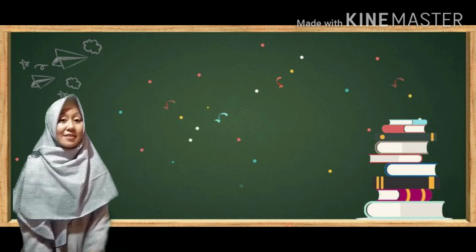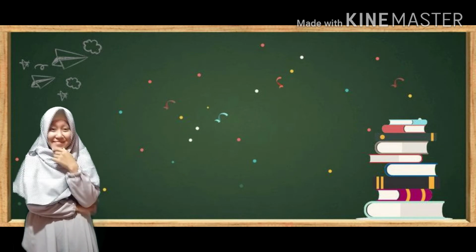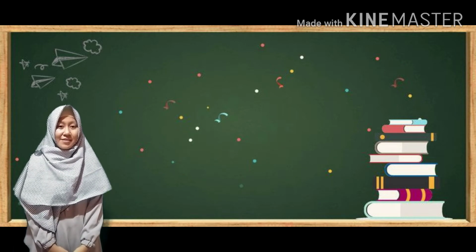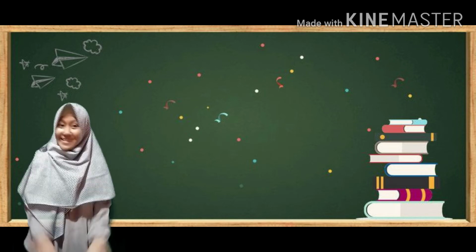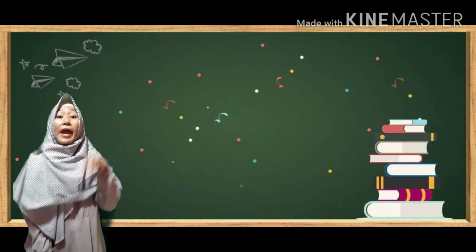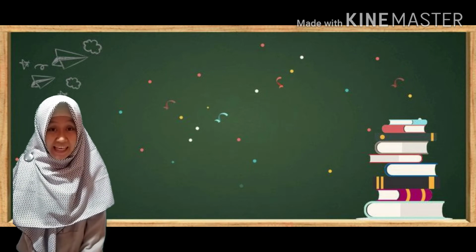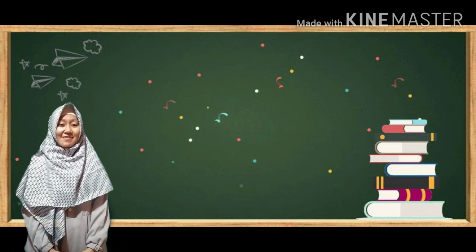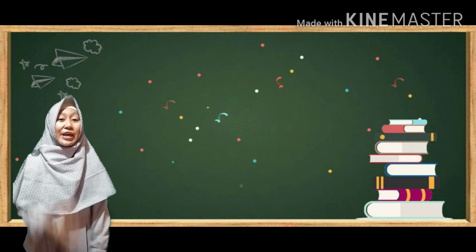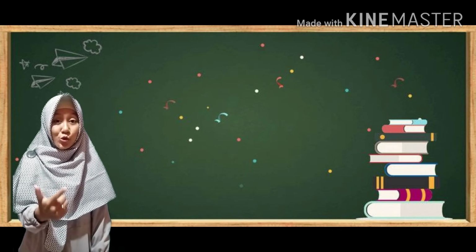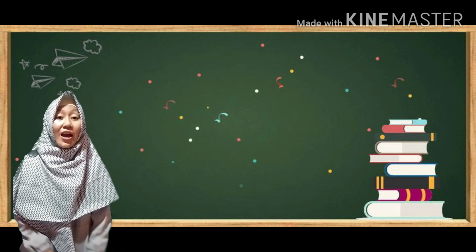First, I say the letter is N. What is the letter N? Next letter. U. What is U? Next, M. B. E. The last letter is R. I will read it again. N. U. M. B. E. R.